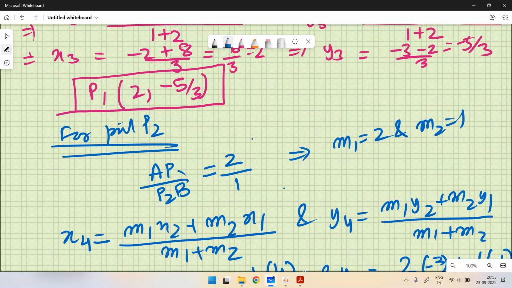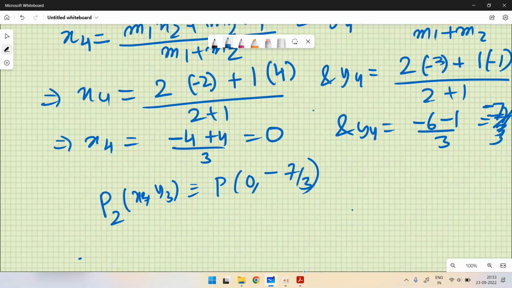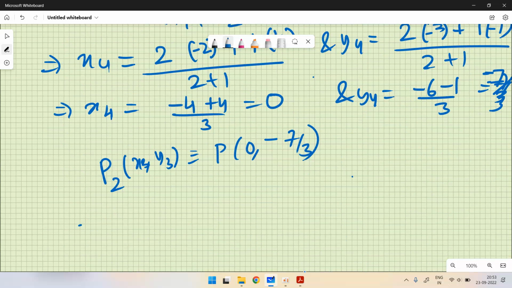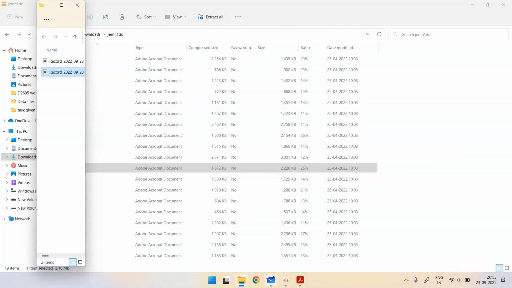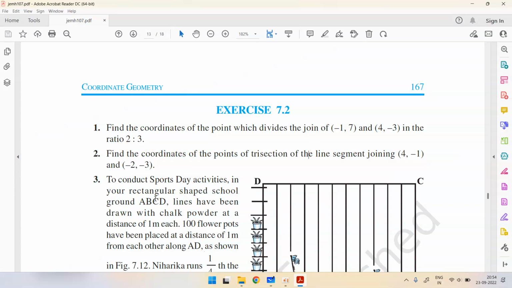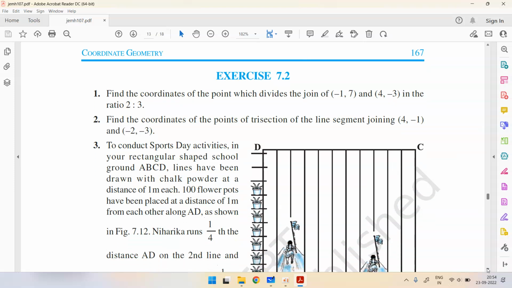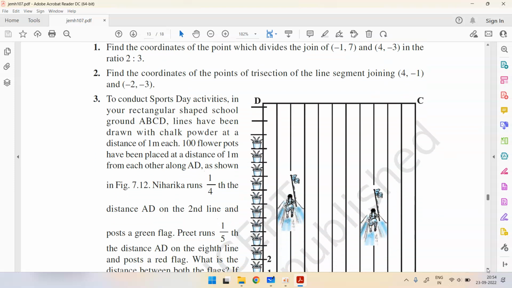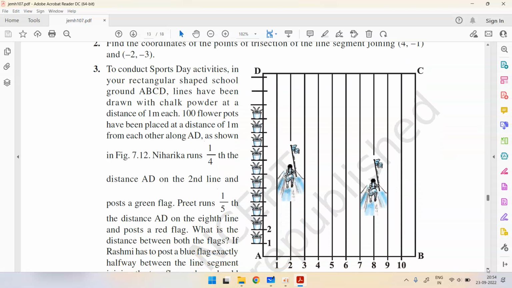First is (2, -5/3). Second is (0, -7/3). We divide the line segment in the ratio 1:2, that is, to trisect this line segment. So, next is question number 3, which is to conduct a sports day activity in your rectangular school ground ABCD.